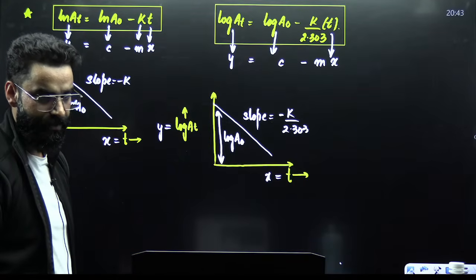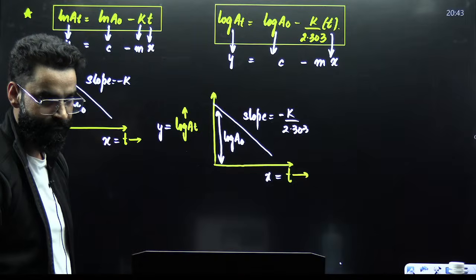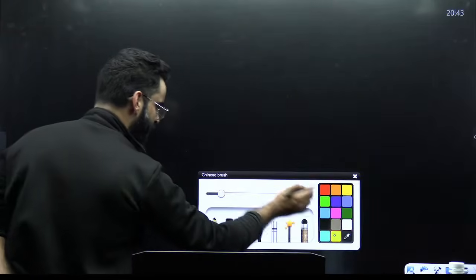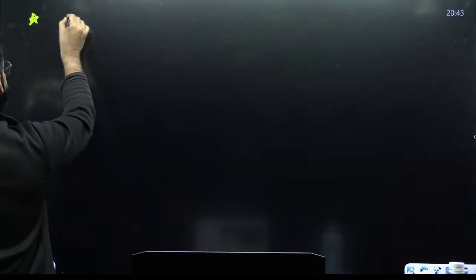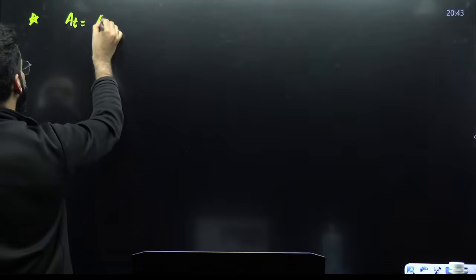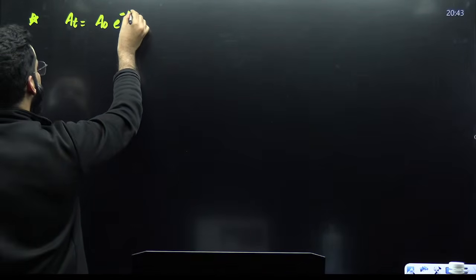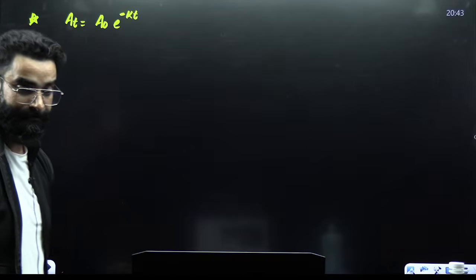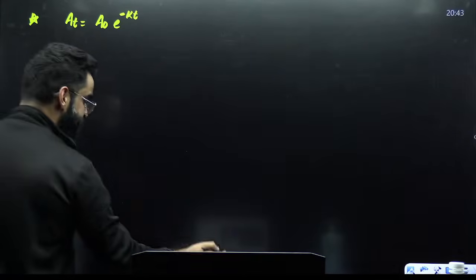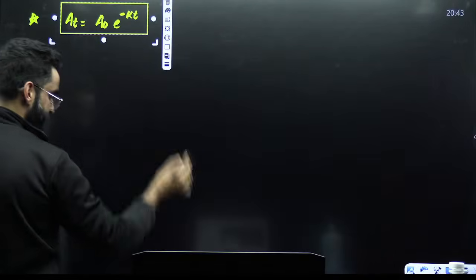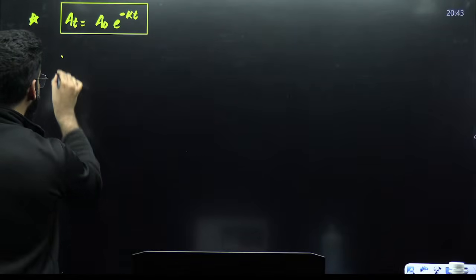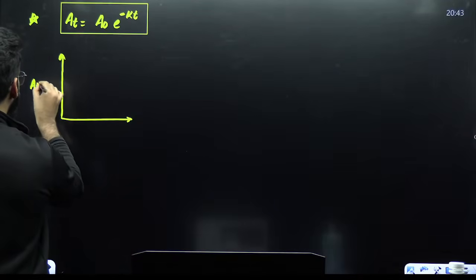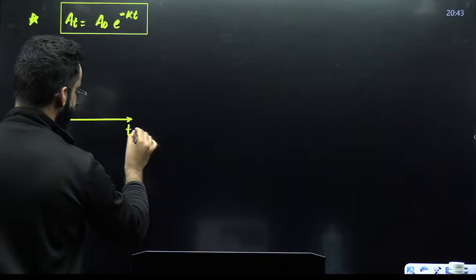Got it, everyone? Okay, for example, you have one more equation. Let's say the equation is like this: At is equal to a naught e raised to the power minus kt. My dear students, I want you to plot a graph between At and t.